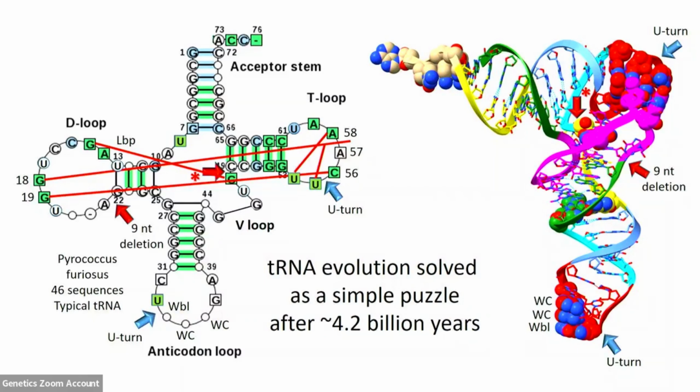Right next to it is a G off the rack that interacts with a C. That's the G, and that's a C. That's a Watson-Crick pair, 3 hydrogen bonds right there.